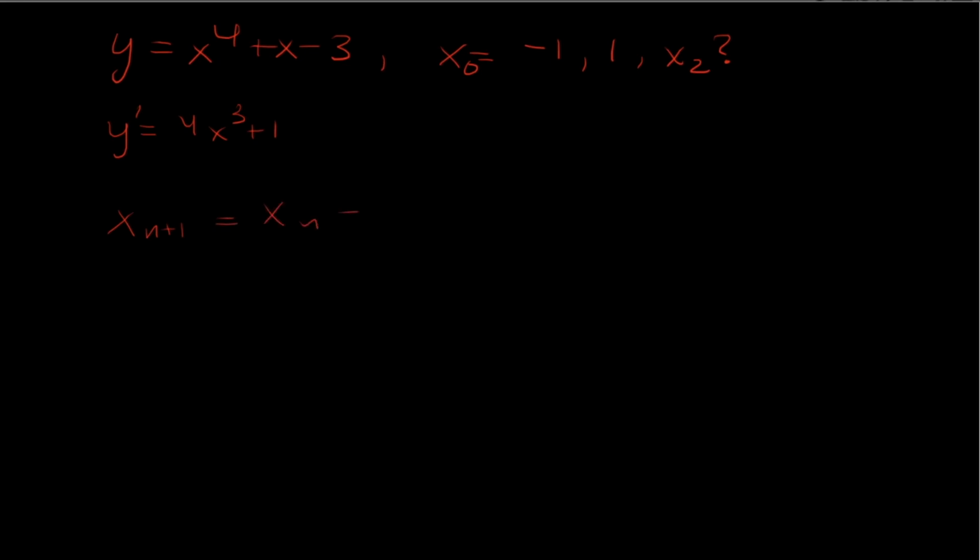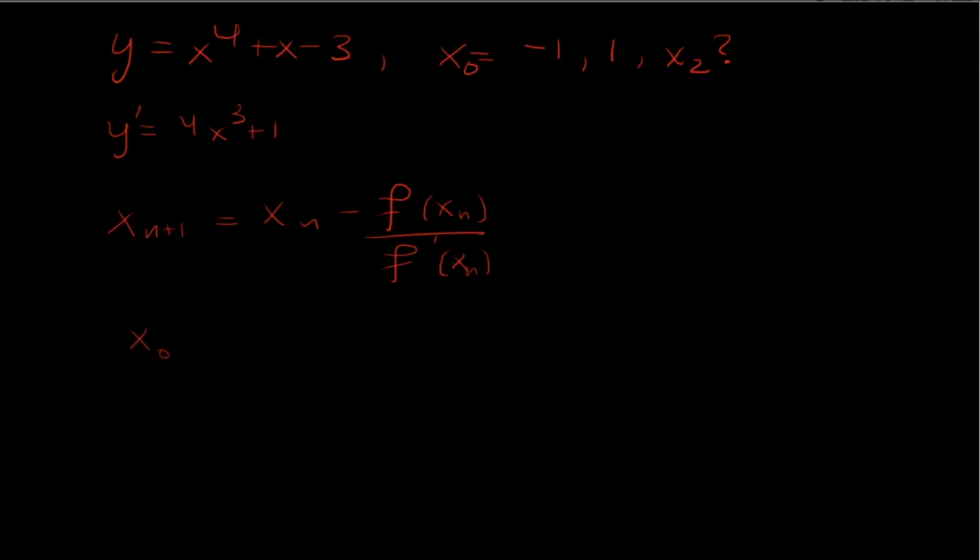All right, let's look at one more example here. This one, we're looking at y equals x to the fourth plus x minus 3. Okay, we're taking two approaches. One will be x0 equals negative 1, and the other one is x0 equals 1. And our goal is to find x sub 2. Okay, so let's find the derivative. That will be 4x cubed plus 1. Okay, and then we know that x sub n plus 1 is x sub n minus f of x sub n over f prime of x sub n.